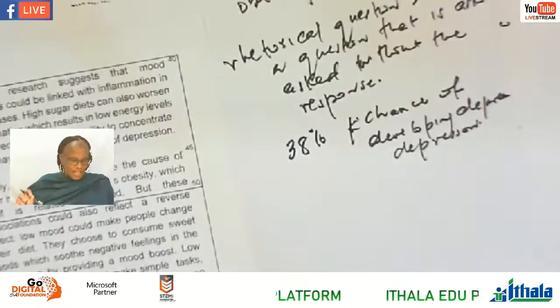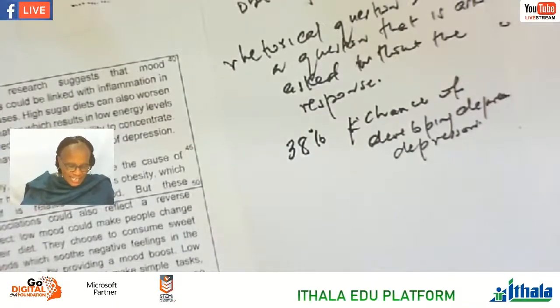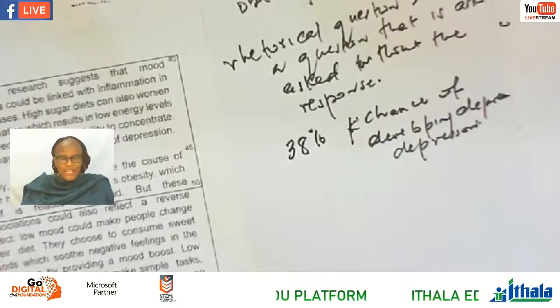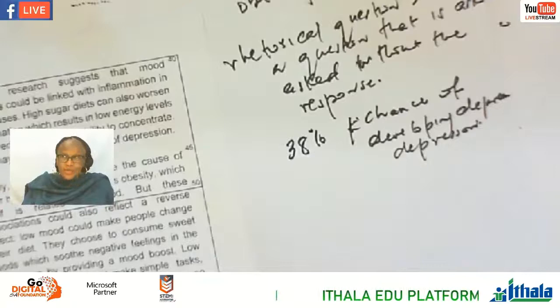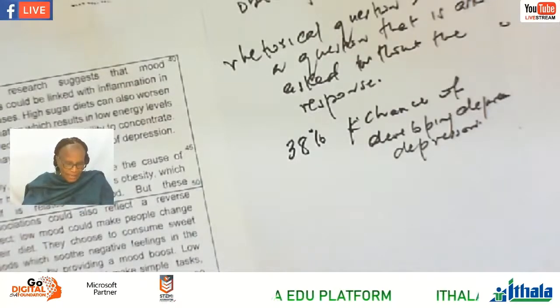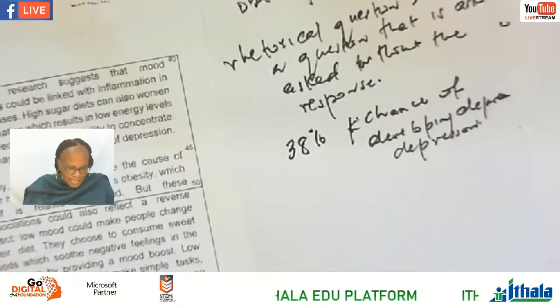Iyaqhubeka ke kodwa research yalaba bantu. But ongoing research suggests that mood disorders could be linked with inflammation in some cases. What is inflammation? Inflammation, it has to do with mhlambe ulimele and then uba swollen or kunento eyenzeka emzimbeni wakho. But this disorder could be linked with inflammation in some cases.